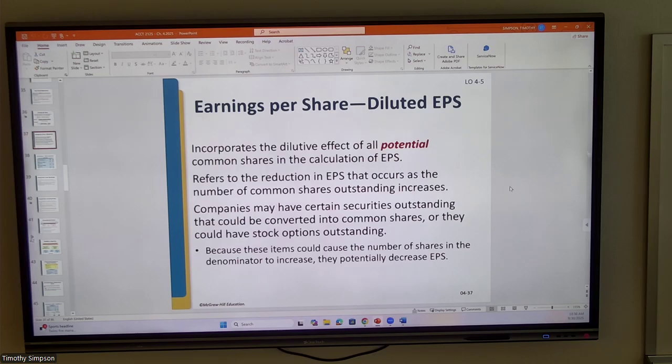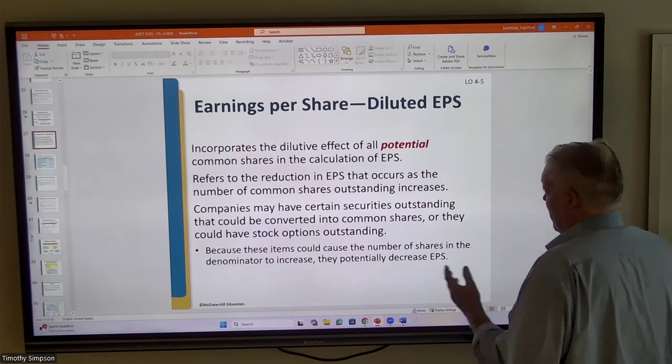Diluted, though, is a little bit different, because what are we talking about when we talk about dilution? Dilution is a common topic pretty much everywhere in finance, and that's the idea that sometimes companies will issue new shares of stock, and by doing that, they will water down the percentage ownership in individual shares as a result.